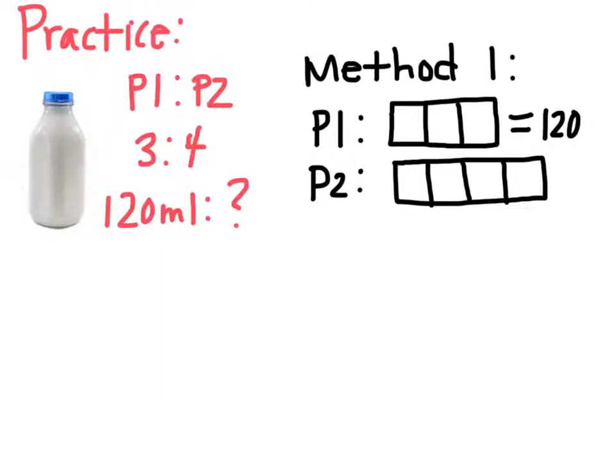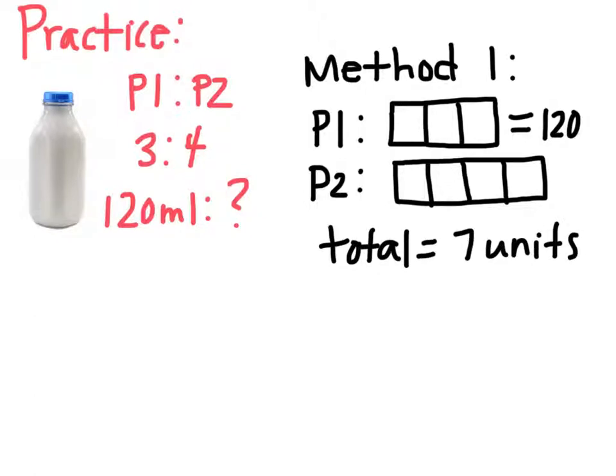If you'd like to use method 1 to solve, here's a picture to help you. There are 3 equal units of portion 1 and 4 equal units of portion 2. We know that portion 1 is equal to 120 milliliters, so we can divide that by 3 and find the value of each individual section of portion 1. We'll then know the value of each of the 4 parts of portion 2. And from there, you can solve for the total, because the total will equal 7 units.